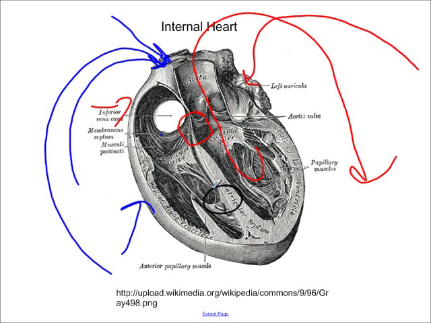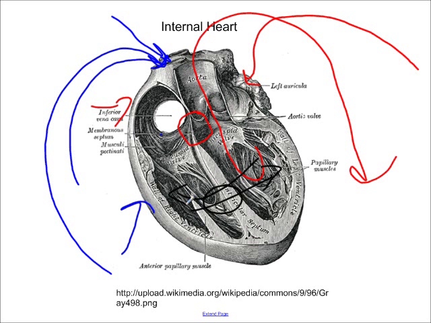All right, and when people have a hole in the heart, it's typically in this interventricular septum. What happens then is blood will either move from right to left or from left to right through this hole in the heart, and we'll have mixing of deoxygenated and well-oxygenated blood.